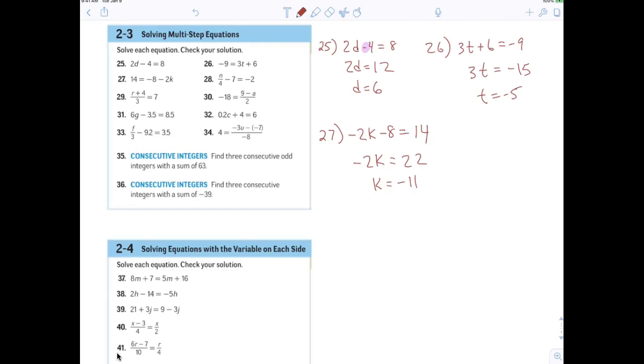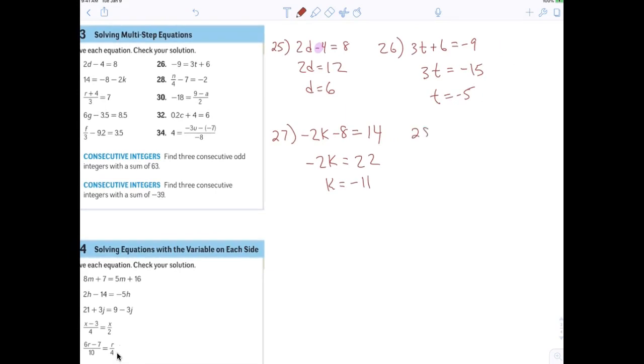All right. Let's check out 28 now. N over 4 minus 7 equals -2. All right, everybody, tell me. What do I do? Together, what do we do? Add 7, right? When I add 7, be careful. N over 4 equals 5. So N equals 20. Is everybody feeling good about the one-step or two-step equations?